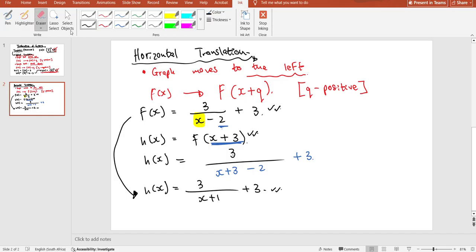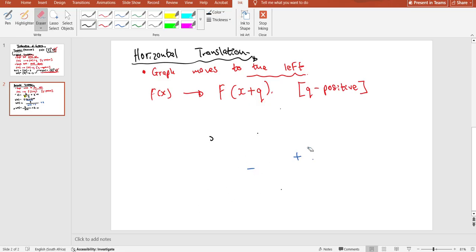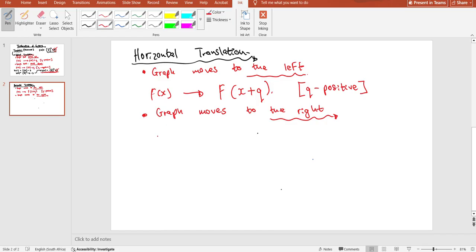So I've shown you if a graph moves up. Let me show you if the graph moves to the left. Let me show you if the graph was moving to the right. How would that look? All right, so we've discussed that. The next one is if the graph moves to the right. The key word here is right. So how would that look?